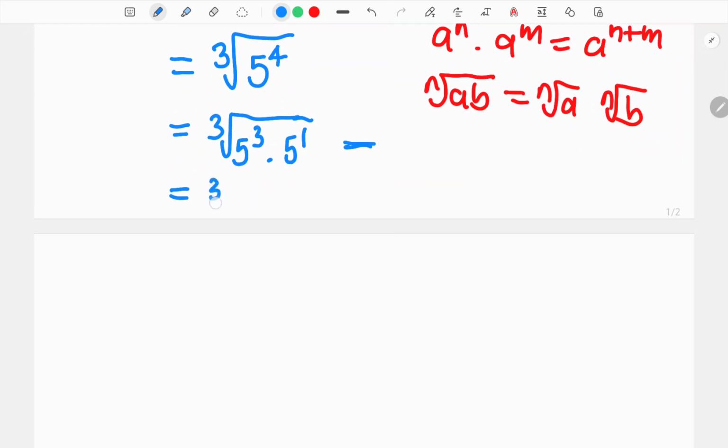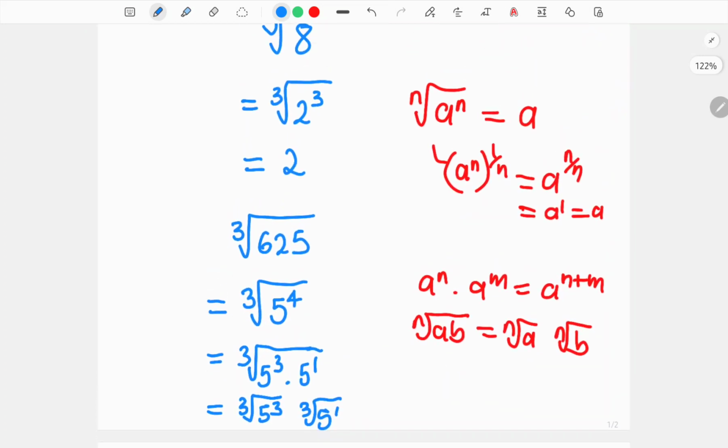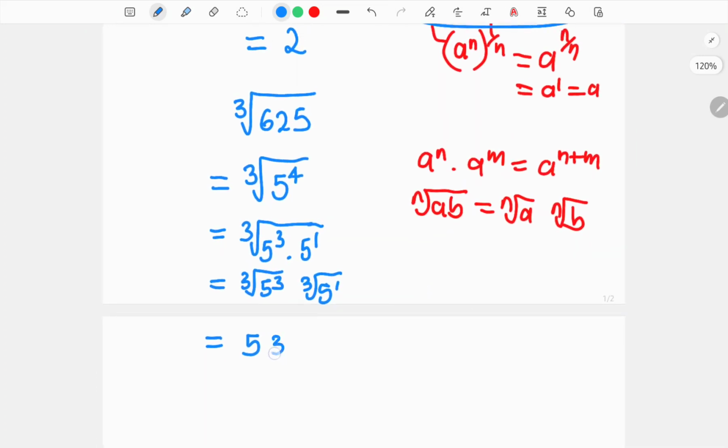This is the cube root of 5 to the 3, times the cube root of 5 to the 1. So let's erase this. What does this become? What is the cube root of 5 to the 3? Using the law up there, it gives us 5, and then this is just the cube root of 5.